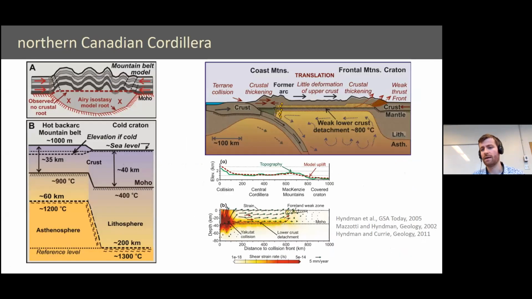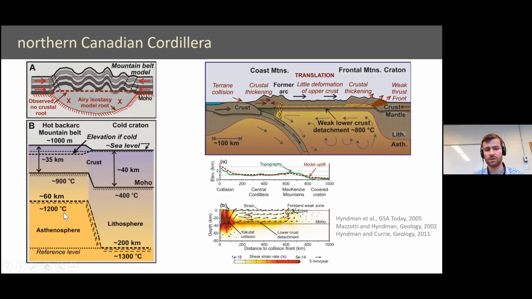And so we have a number of different models. And here is some work from Roy, Hyndman and colleagues. And they noticed from the SNORCLE lines that the Moho is very flat and shallow. And that goes against the theory of Airy isostasy, basically, because wherever you have mountains, you would expect to have a thick crustal root. But that's not what we see in the Canadian Cordillera.